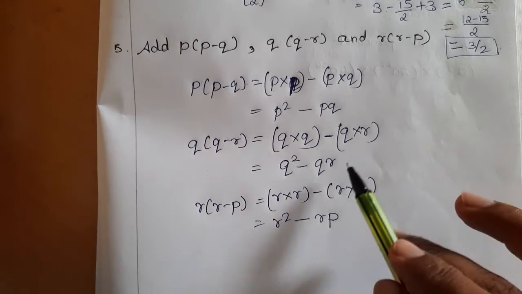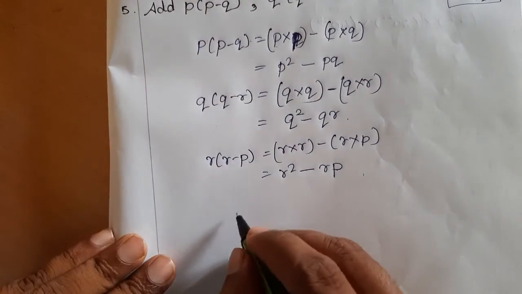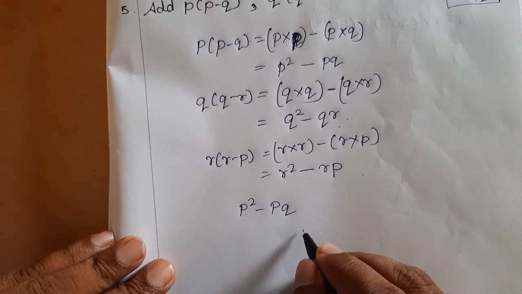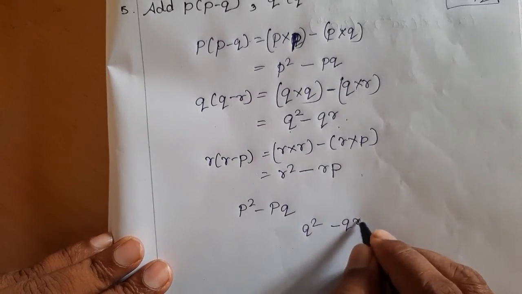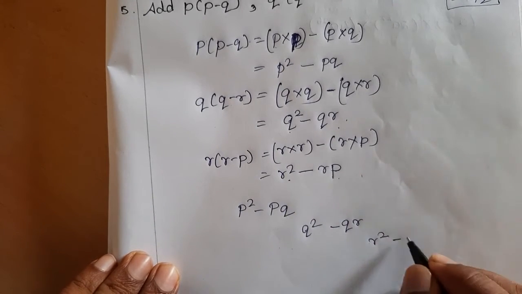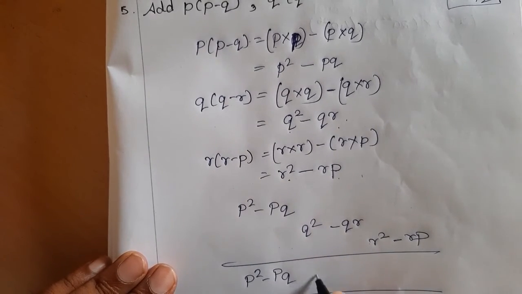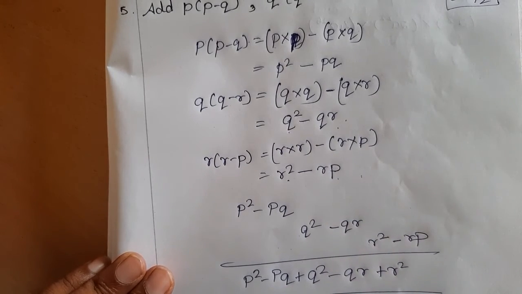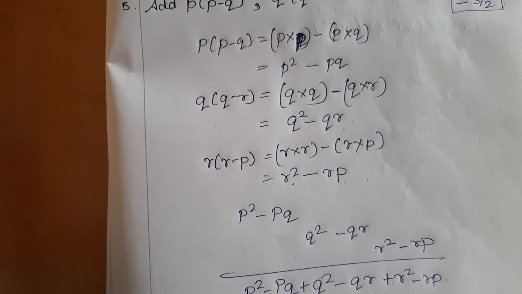So now we have to add all these three simplified expressions, right? So first is p square minus pq, and second is q square and qr. There is no q square here, so let me add it, and the qr term is also not there, minus qr. And here r square minus rp. r square is also not there, and r square minus rp has no like terms. So we are going to add. So it will become p square minus pq, and q square minus qr, plus r... Oh, here it will be plus. There's no sign, so we have to add a plus. The same, plus r square minus rp. So this is the expression that we need.